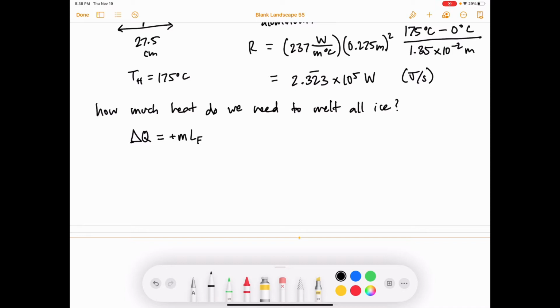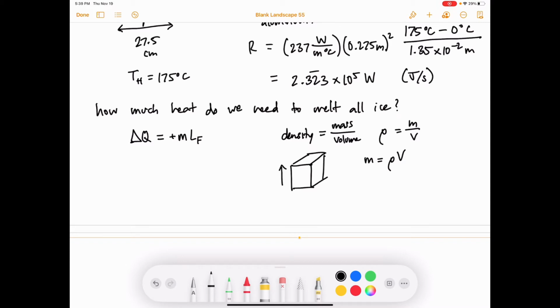Okay, but we also remember that density is equal to mass over volume. Or in other words, rho is equal to M over V. The thing is, we don't know the mass, but we can easily figure it out because the mass would just be the density rho times the volume V. Now, for this ice cube, remember, it's the shape of a cube. So if the length on each side is L, the volume would be given by L cubed. So the mass is the density times the length of each side to the 3rd power.